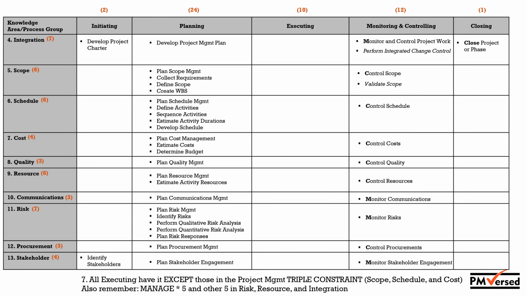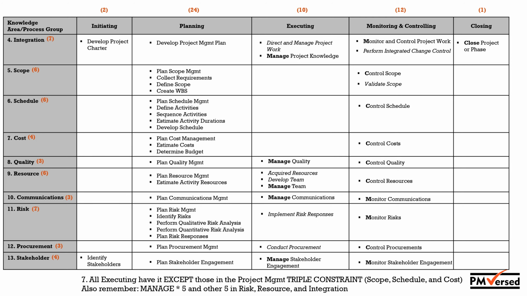And then for executing, all of the knowledge areas have processes, except those in the project management triple constraint, which is scope, schedule, and cost. Those will not have any process in them. You also remember that among those that manage, there will be 5 that start with manage, and the other 5 will be in risk, resource, and integration.